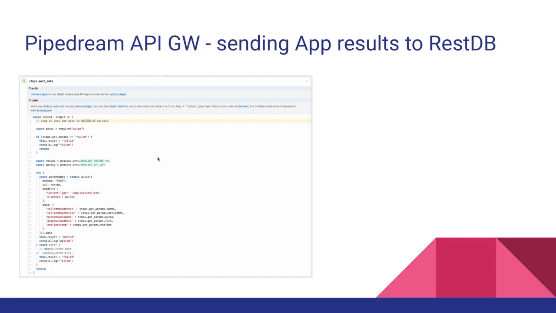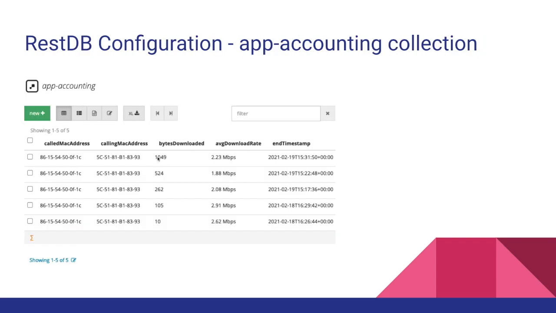So we also have the Pipedream API gateway, so it sends the app results to RESTDB. So there's a little bit of code behind that. And then the relevant configurations on RESTDB with this is the app accounting collection with the called MAC address, calling MAC addresses, as shown there, as well as the megabytes downloaded and the download rates with the relevant timestamps.